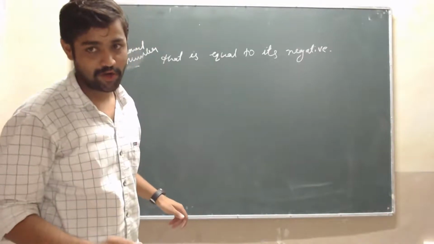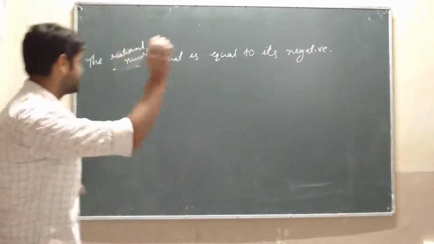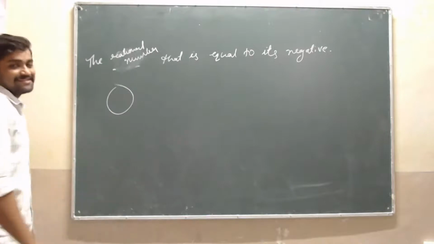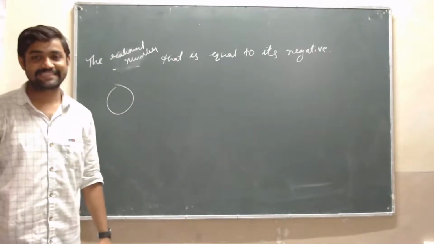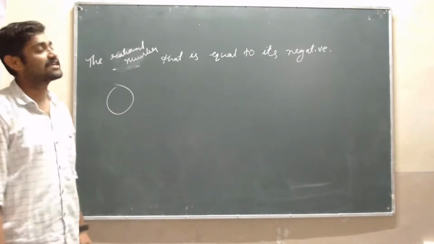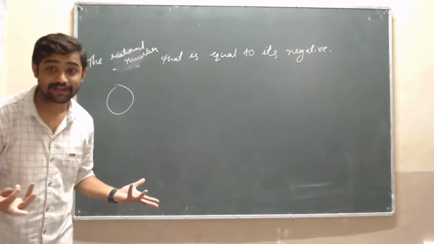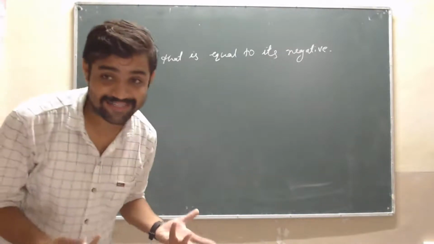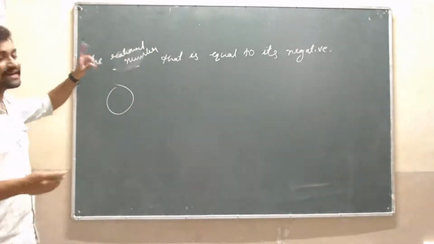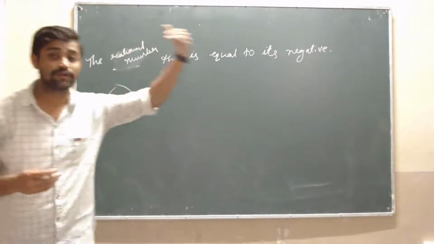No, not minus 1 by 1. See, 0 is the rational number that is equal to its negative. How, sir? Sir, I do not understand. See here, that is one rational number whose negative is equal to itself.